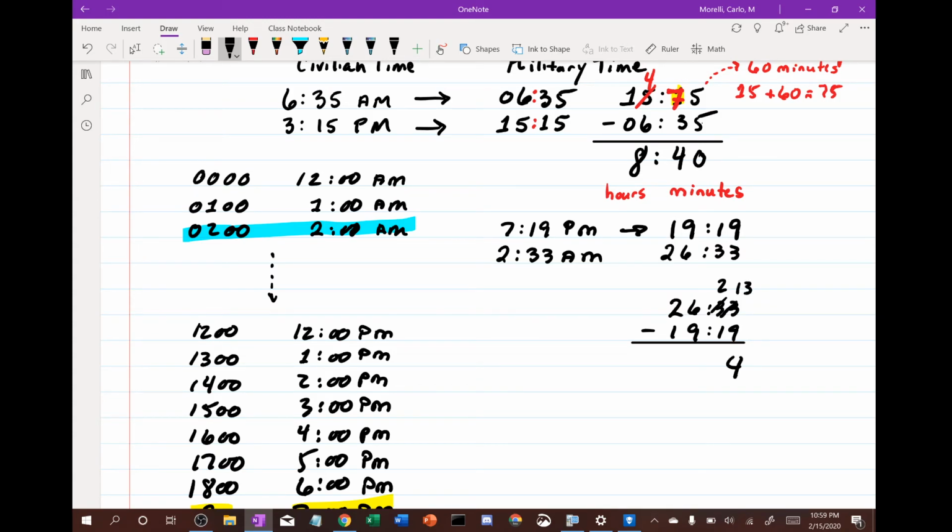13 minus 9 is 4. 2 minus 1 is 1. And here it's okay to borrow. 16 minus 9 is 7. 1 minus 1 is 0. So let's see if it makes more sense that you worked for 7 hours and 14 minutes.